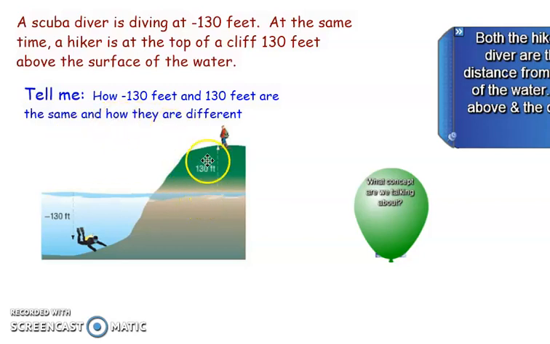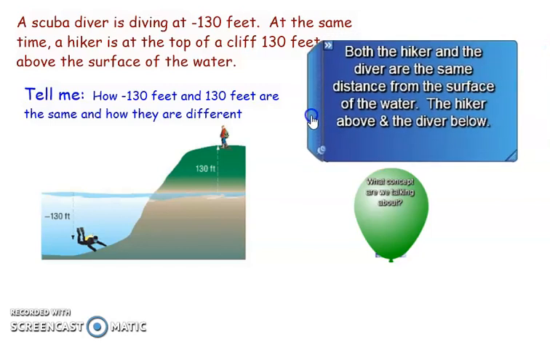Maybe you're noticing that this is 130 and this is 130, that they're both 130 feet from the sea level. And that's true. Both the diver and the hiker are 130 feet from the sea level. Now that's not necessarily a part that you need to be writing notes on, but just notice that we are talking about two different distances from zero or from sea level, and that they're the same distance. So both the hiker and the diver are the same distance from the surface of the water. The hiker is above and the diver is below.